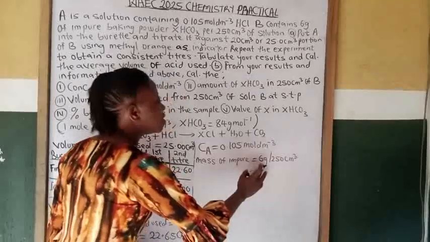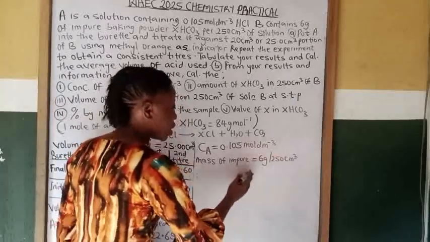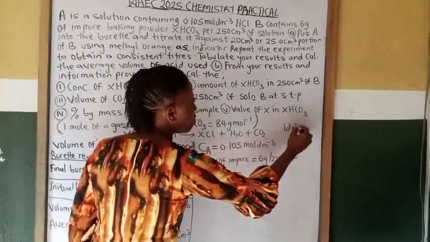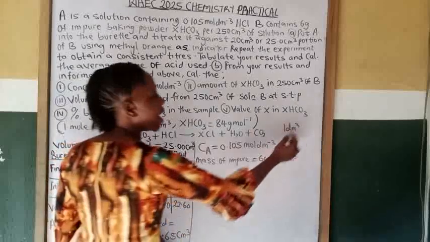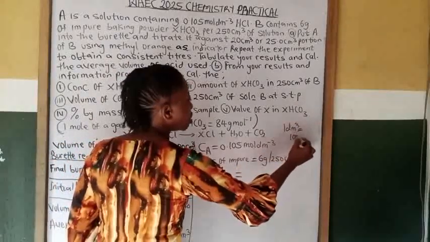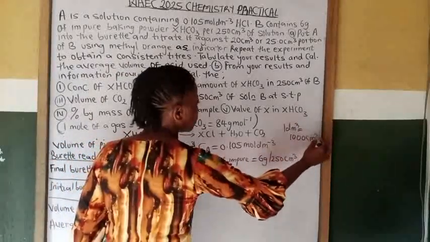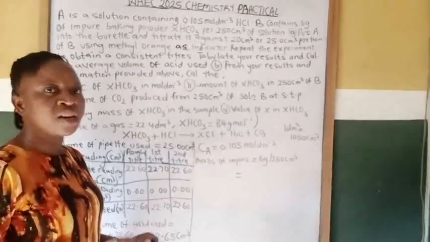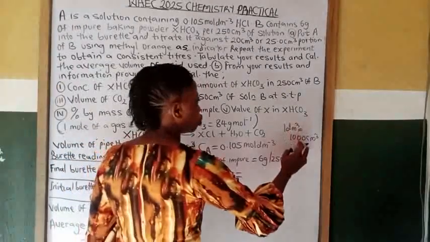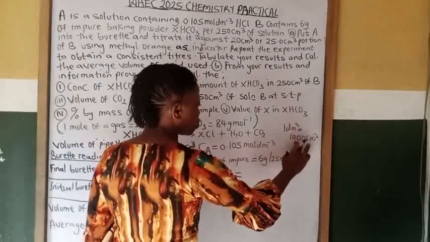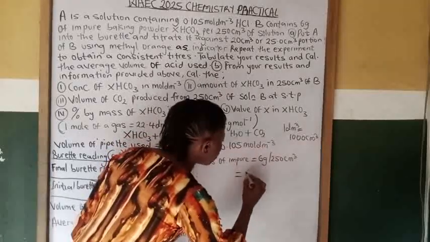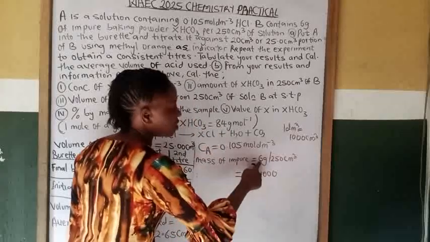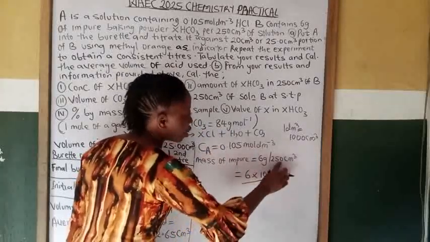So to convert this 6 grams per 250 centimeter cube to gram per dm cube, don't forget that 1 dm cube is equivalent to 1000 centimeter cube. So I want to convert it to 1 dm cube, which is the same thing as 1000 centimeter cube. So that would be 6 grams times 1000 divided by 250.